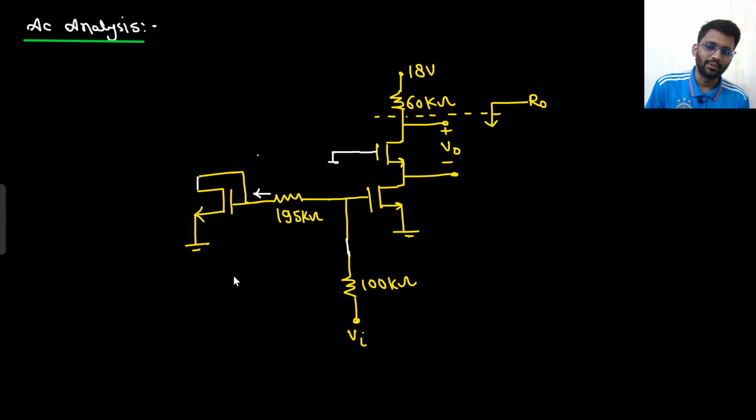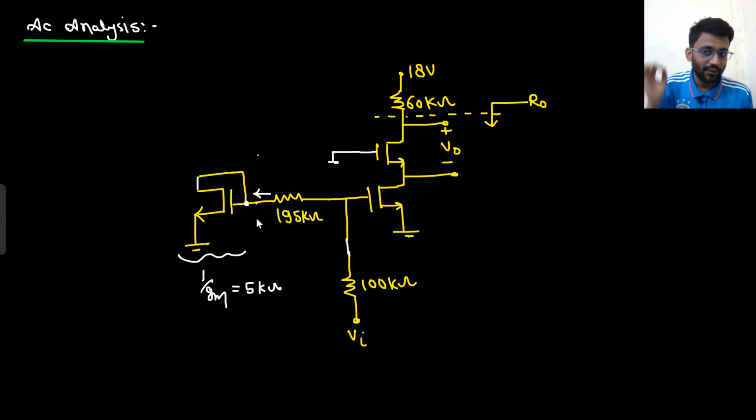From here to here, what do you see? 1 by Gm parallel with R0. I told you, right? From this node to ground, what do you see? 1 by Gm parallel with R0. R0 is not there, so this will simply be replaced with 1 by Gm. That is equal to 5 kilo. So this complete configuration can be replaced with 1 by Gm, so that will be 5 kilo.